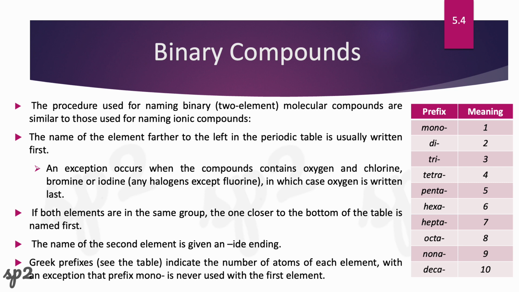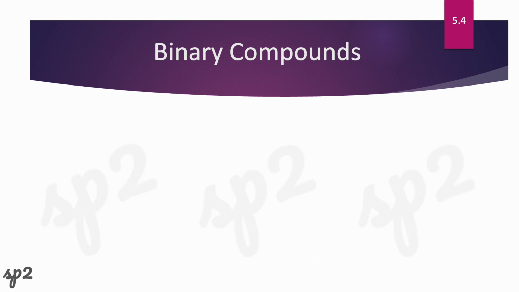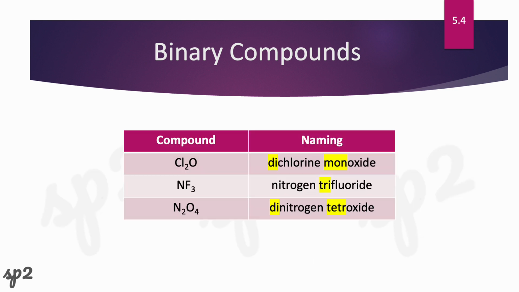And I'm just going to have an example for you. So looking at this table, we actually have three examples. So starting with the first one, Cl2, and then there's an oxygen. So I need to start with chlorine, and I have two copies. So I'm going to say dichlorine, and then there's only one oxygen. That would be mono, right? And then I have oxide.